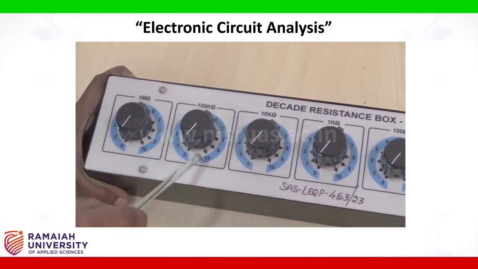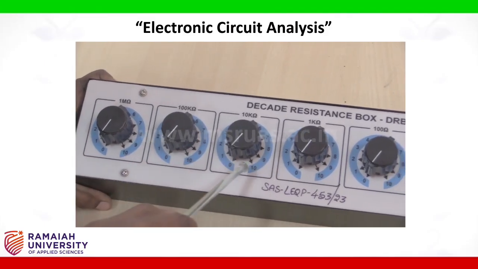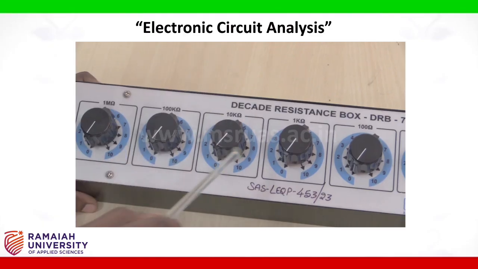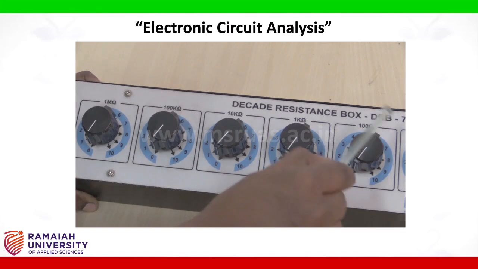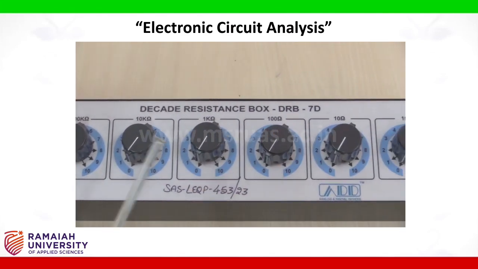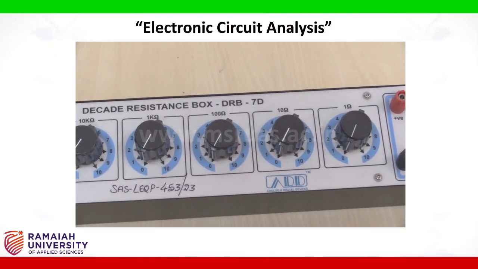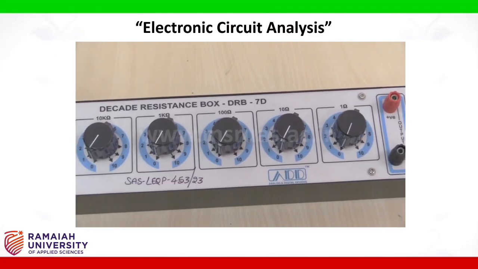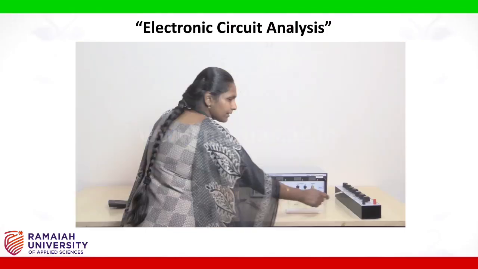This is used to set in multiples of 100 kiloohms. This knob is used for 10 kiloohms multiples. This is for multiples of 1 kilo ohm. This is for multiples of 100 ohm. This is multiples of 10 ohm. This is multiples of ohm. Depending on the resistance value, we will adjust one or more of these knobs to proper setting.